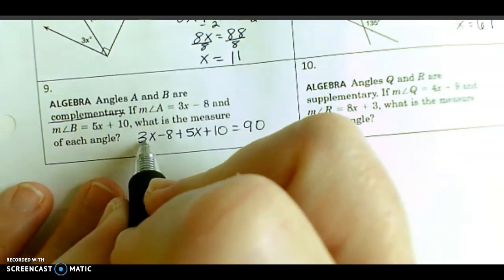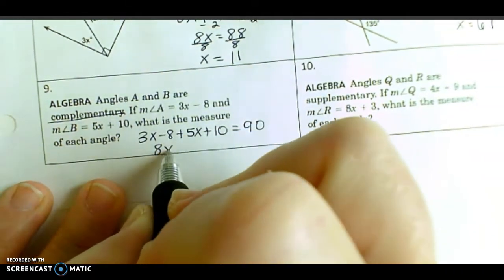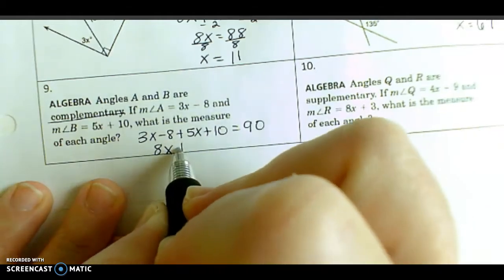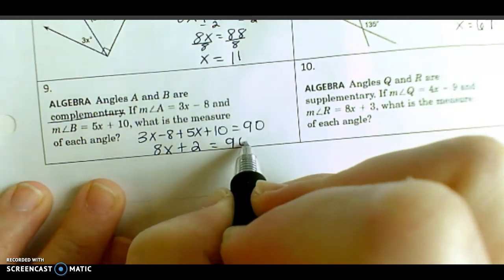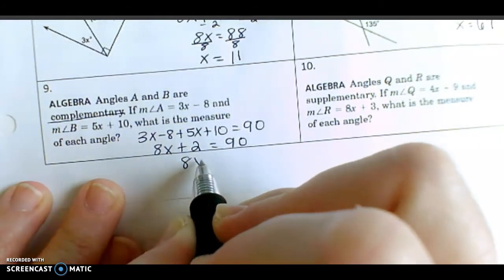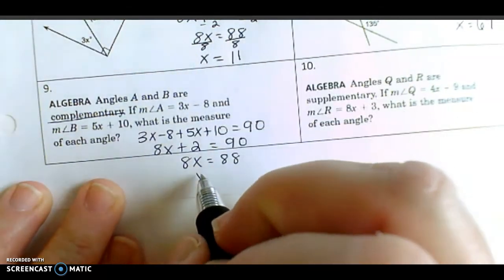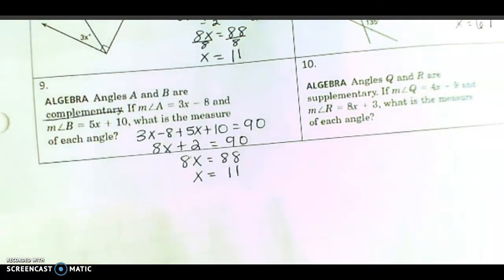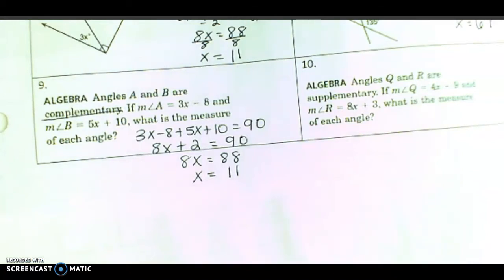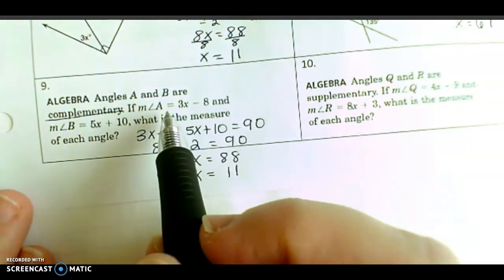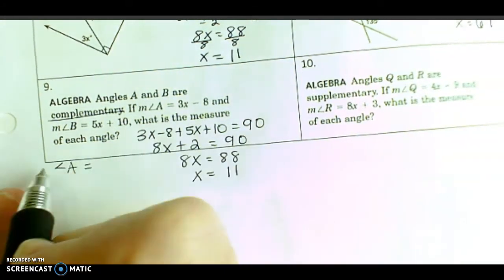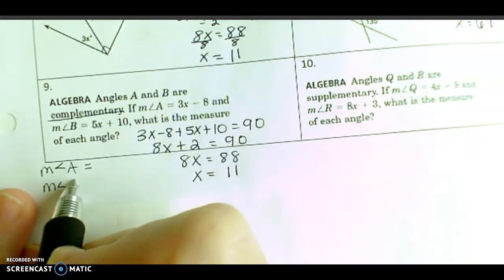So then I'm going to combine like terms. 3x and the 5x made 8x. Negative 8 plus 10 makes 2. Then I'm going to subtract 2 on both sides. And we're back to a problem that looks similar to this up here, so we get x equals 11. Now, because that's not what it's asking for, I do have to go a little bit further. It says to figure out what angle A is and figure out what angle B is.